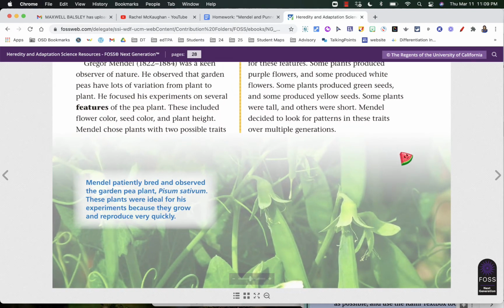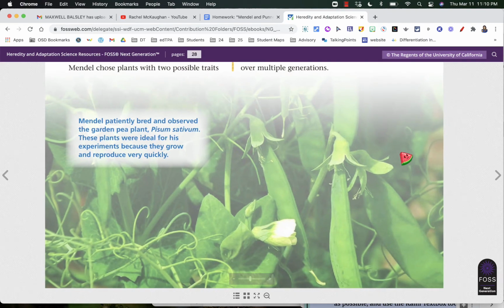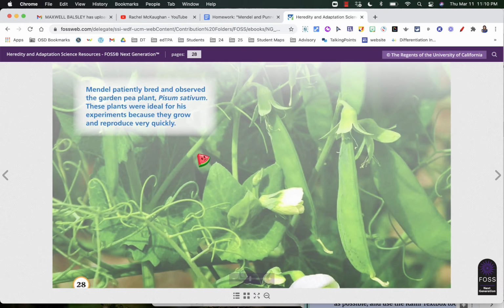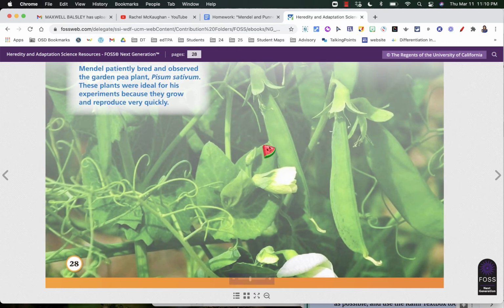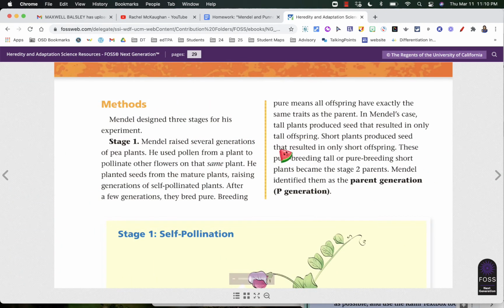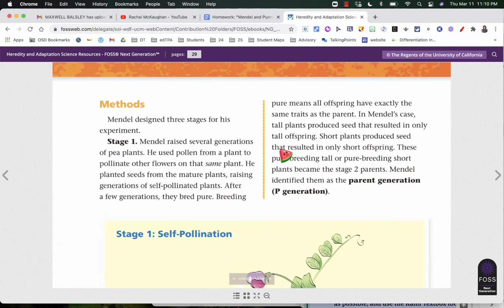Mendel decided to look for patterns in these traits over multiple generations. Mendel patiently bred and observed the garden pea plant, Pisum sativum, I think. These plants were ideal for his experiments because they grow and reproduce very quickly. Okay, I think that was one of my reasons why I thought he did that, which I stole from you guys. Methods. Mendel designed 3 stages for his experiment.